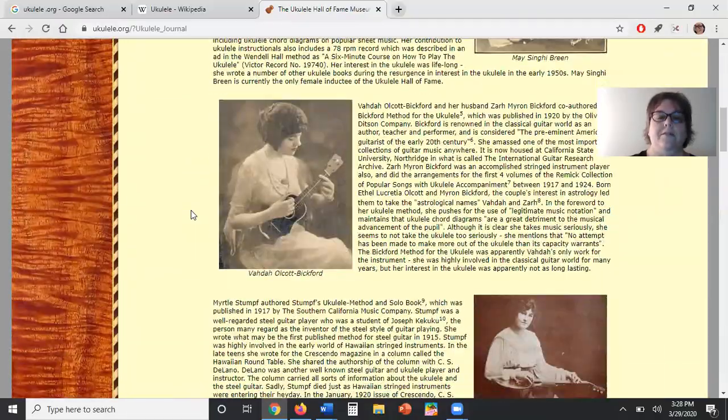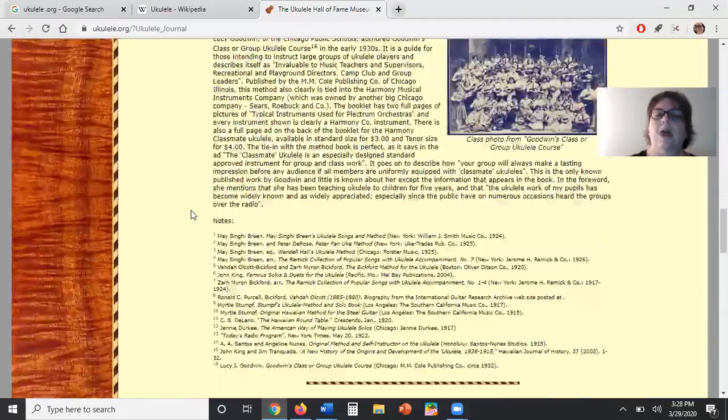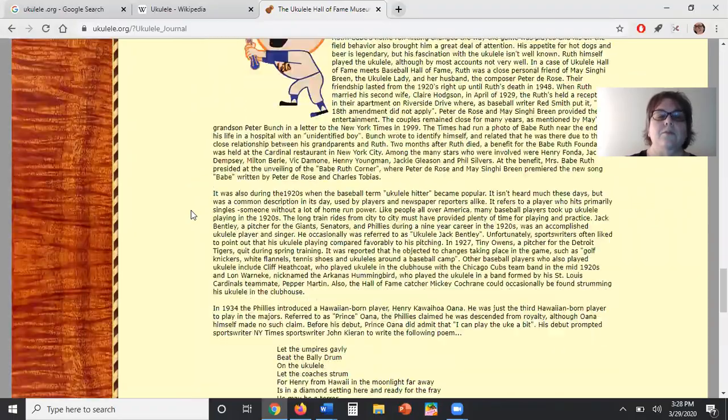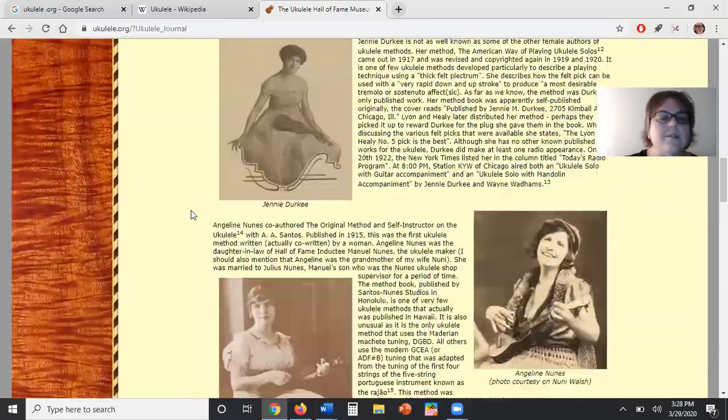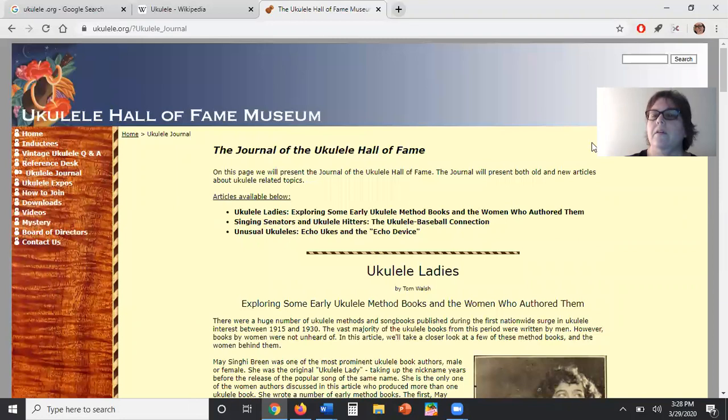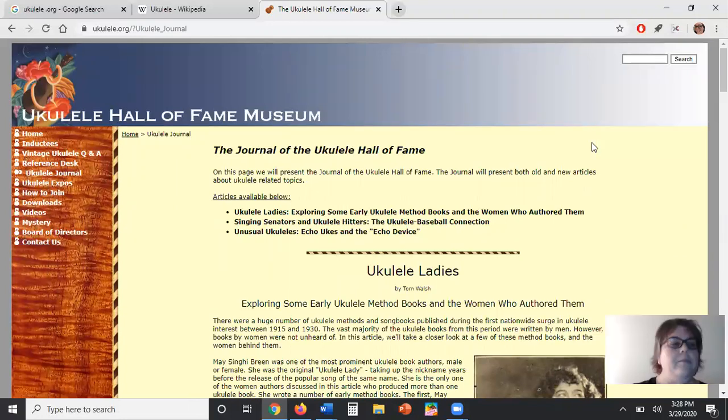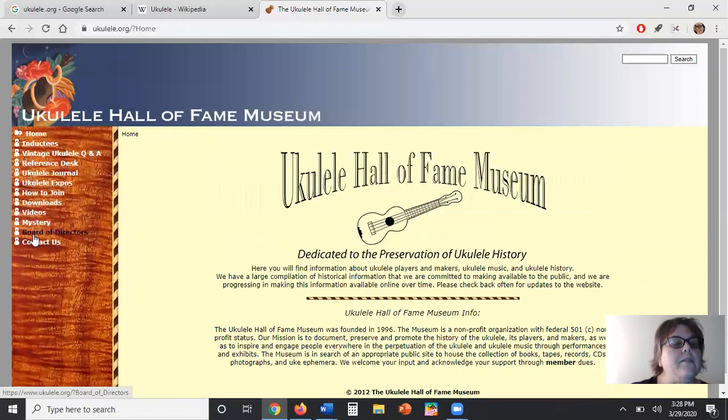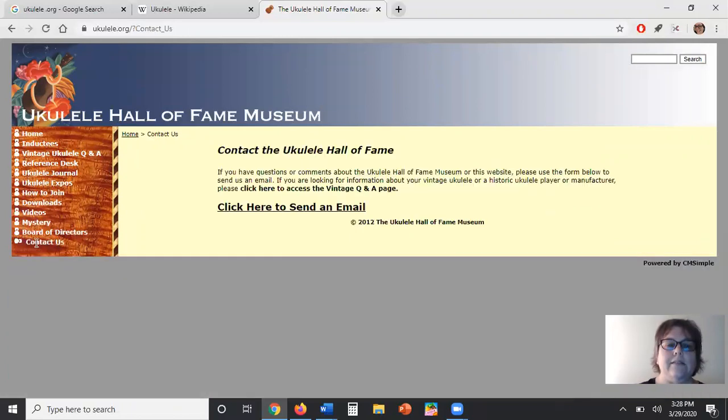This is interesting to me. Now we're talking. So this looks like the Ukulele Hall of Fame. I don't know where they are. I'm going to go back home again. It's got a reference desk, how to join, downloads. I'm going to look at contact us to see where they are.